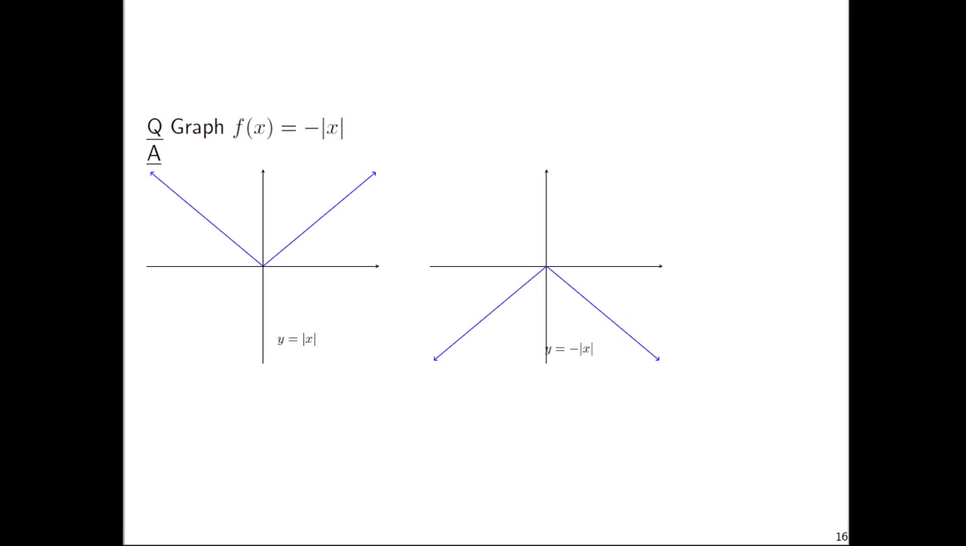Here's another. How about f of x equals negative absolute value of x? There's y equals absolute value of x, and then the negative sign just flips vertically, and here's a graph of y equals negative absolute value of x.